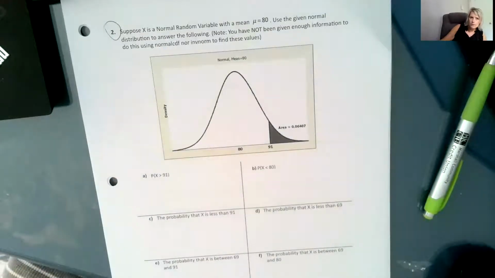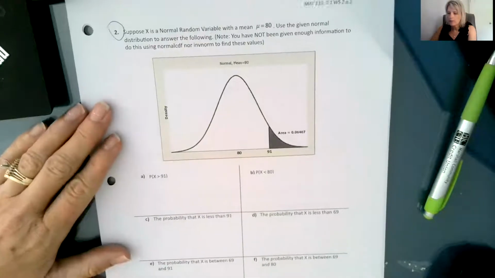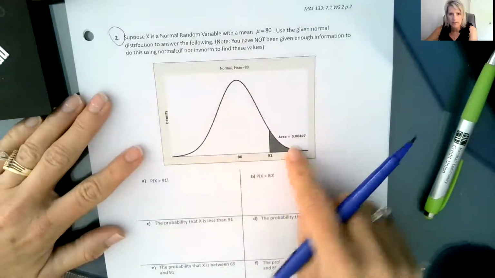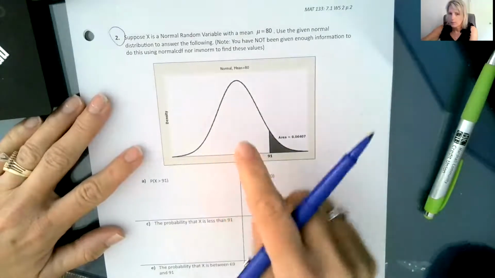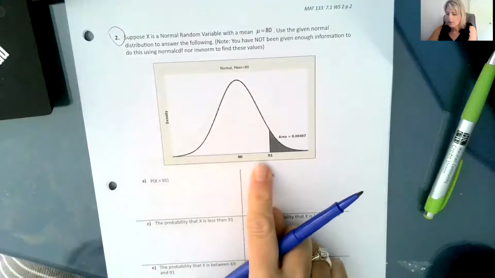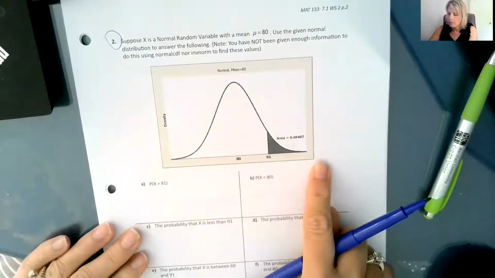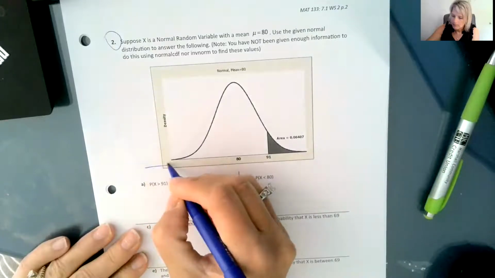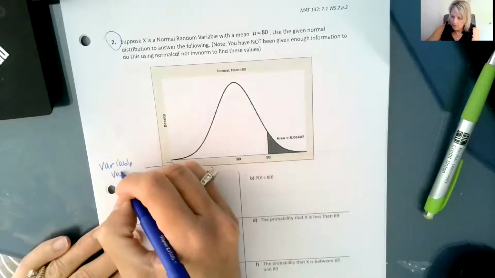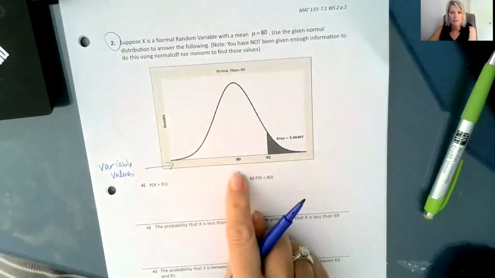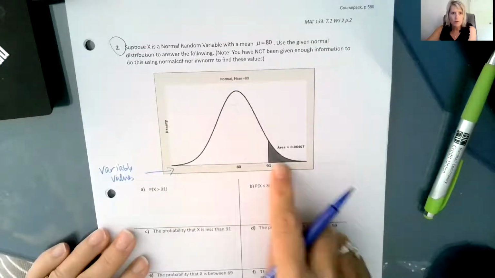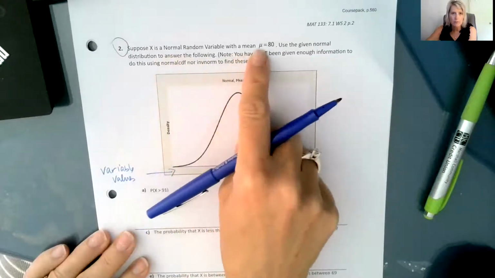So question number 2 has us use the idea of this empirical rule and what we know about the curve. We learned in 7.1 that 100% of our data falls underneath this curve, and those percentages are labeled up on top, and the values of the variable are on the horizontal. Variable values are along here. So 91 is a value for the variable that we're talking about here. Now, we don't know the context of this variable. We just know the mean is at 80.